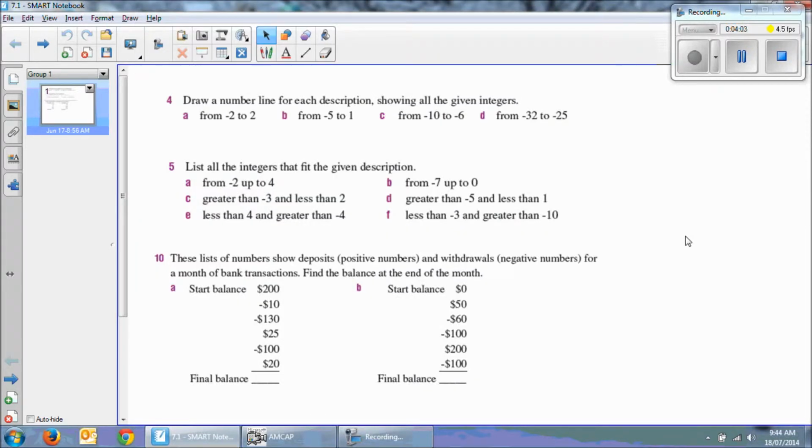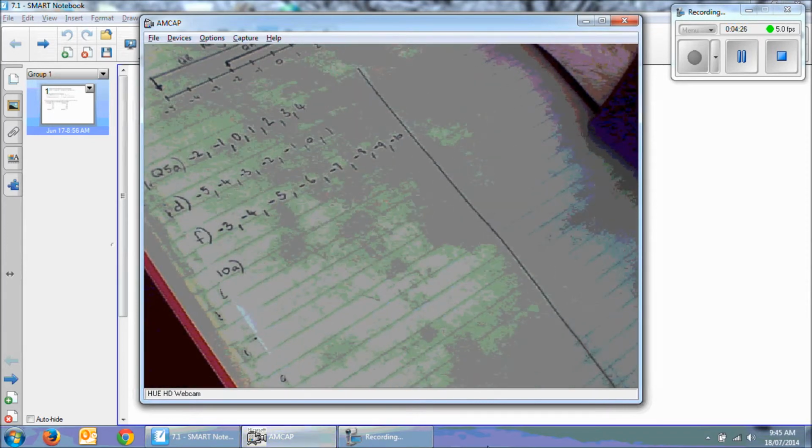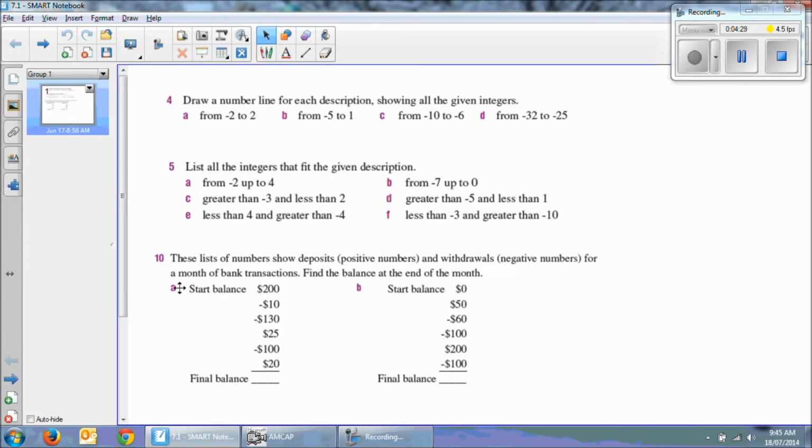Question 10 is a little bit different. It's a problem solving question, and it says these lists of numbers show deposits, so positive numbers, and withdrawals, negative numbers, for a month of bank transactions. Find the balance at the end of the month. So what I'm going to do here on my page is set it out normally, but instead of adding all of this up at once, I'm going to add up all of the negative numbers and all of the positive numbers, and then we're going to talk about how we put those two together to get our final balance.